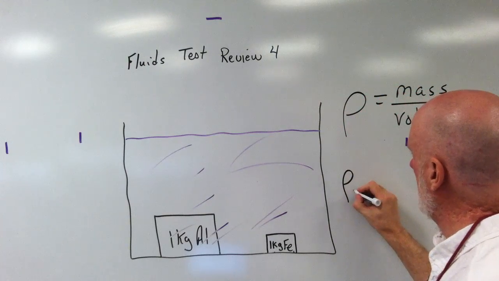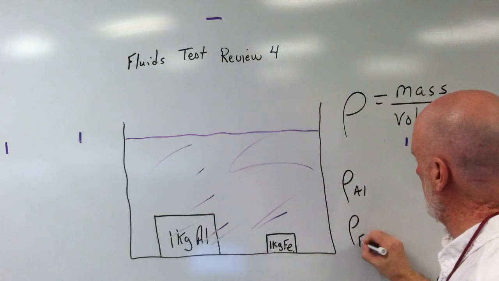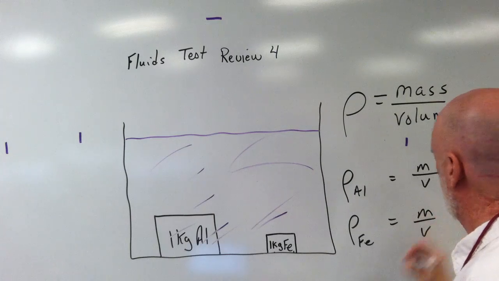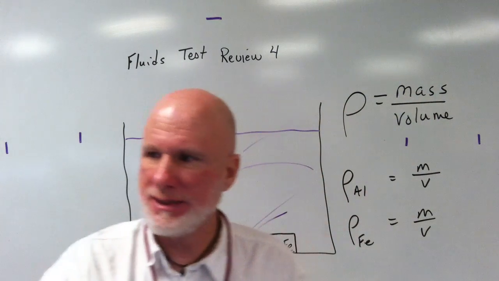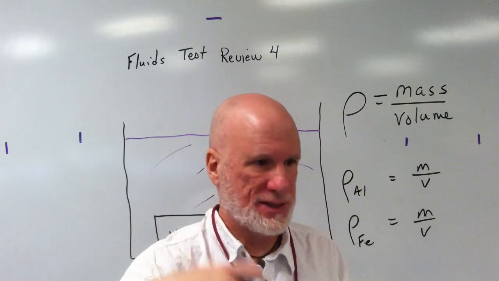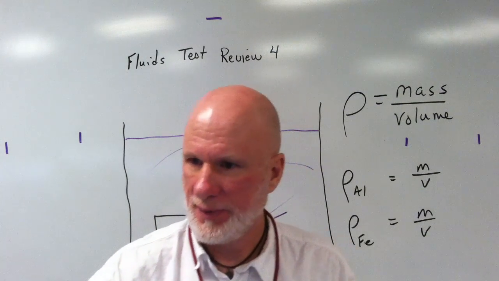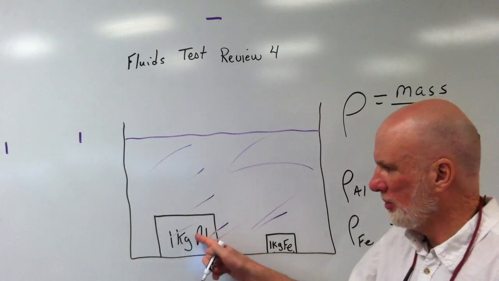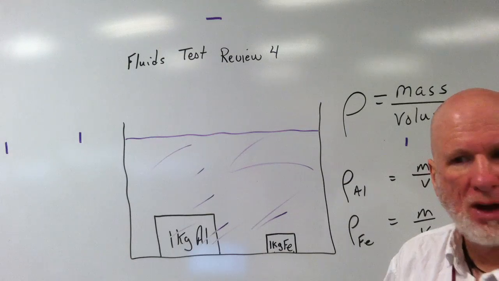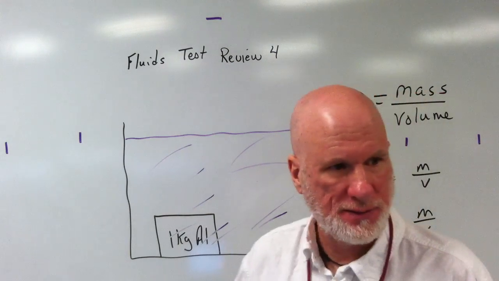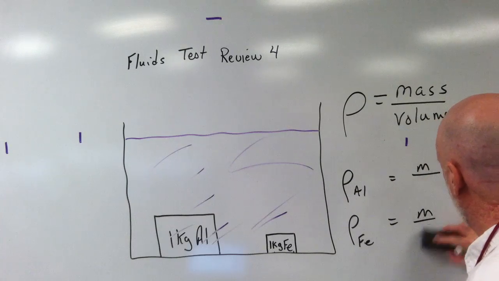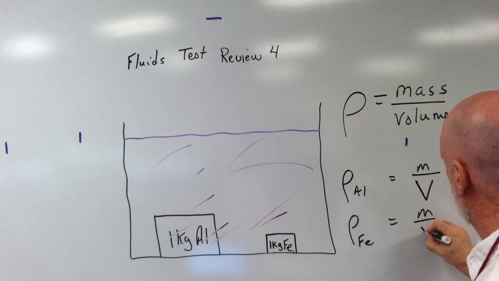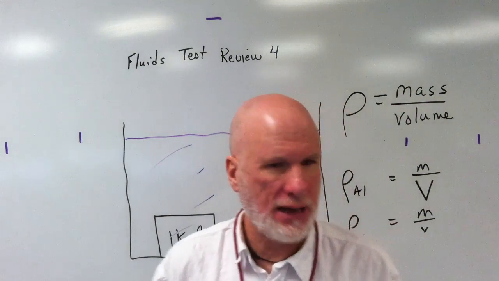So I have density of aluminum, density of iron. M is the same. M is M. Right? What about the volume? Which has a larger volume by inspection, aluminum or iron? Aluminum has a larger volume. Correct? So let's make it like this. Does that make sense? Is that okay?